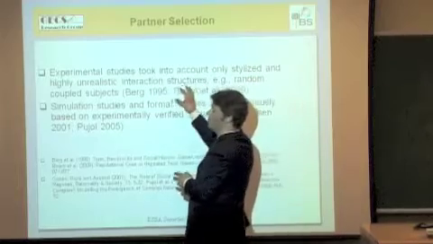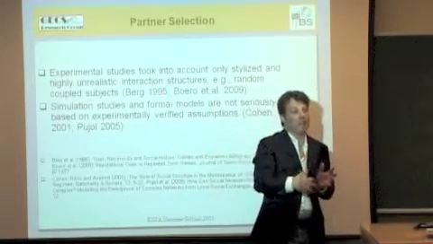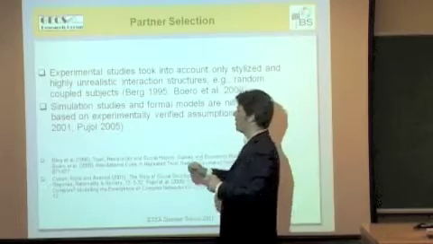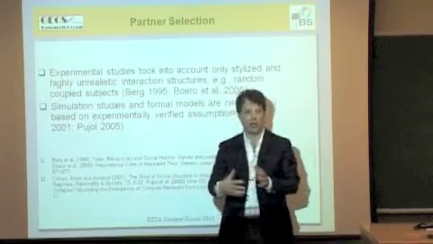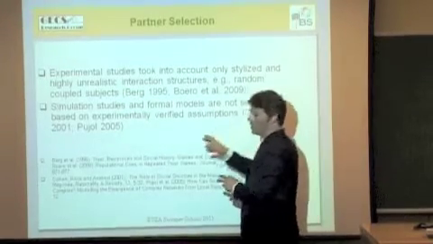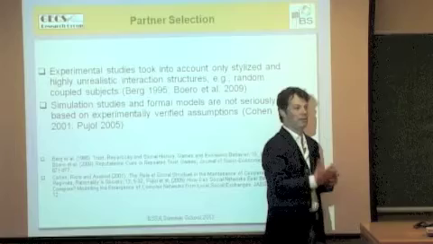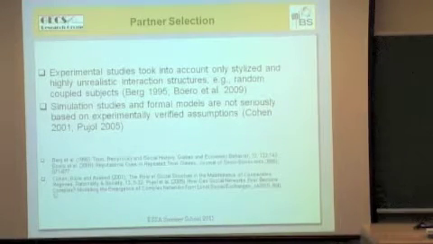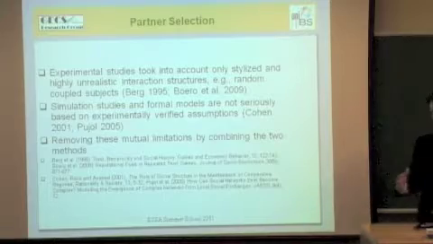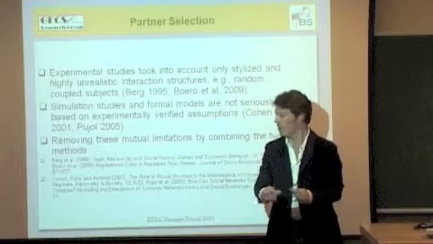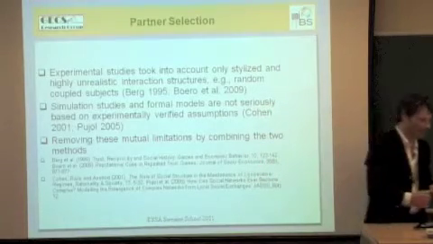On the experimental side, we need to investigate more seriously the role of interaction structure. On the other hand, simulation studies investigate the role of social structure, but in most cases without being based seriously on experimentally verified assumptions. So we have tried to combine these two points. The idea was to remove the mutual limitations of these two approaches, the experimental and the simulation literature, by combining these two methods. This was our inspiration at the beginning.